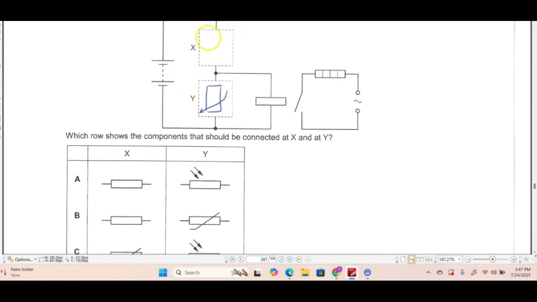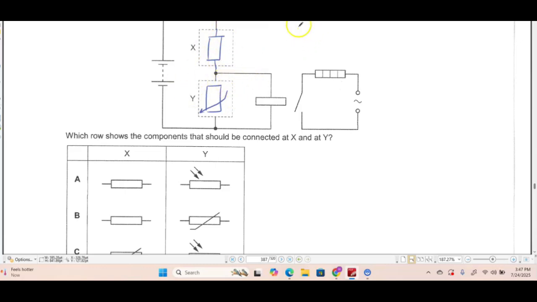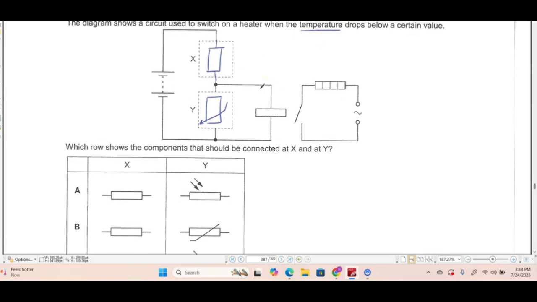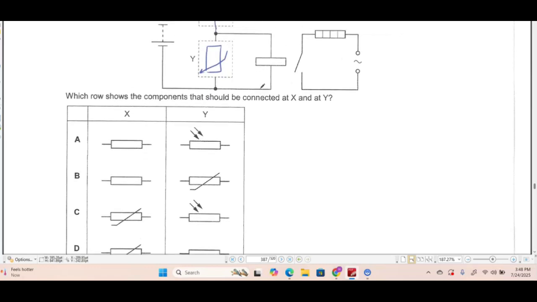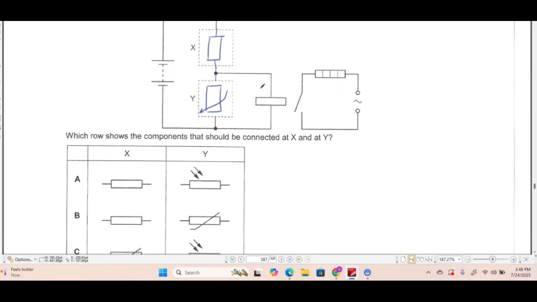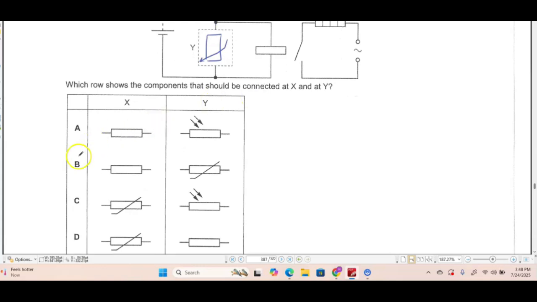And here you will have a simple resistor. Okay, so this is how the circuit is going to work. Okay, because the temperature sensitive thing in all these options is a thermistor. Okay, so that is going to be over here. So if we put a simple resistor at X and a thermistor at Y, then B is going to be our correct option. Okay?